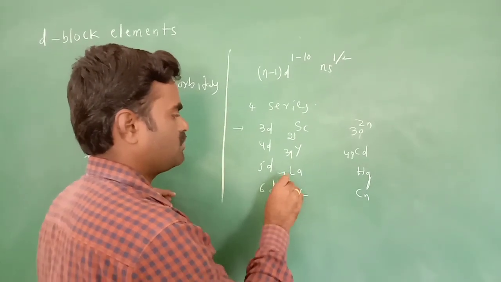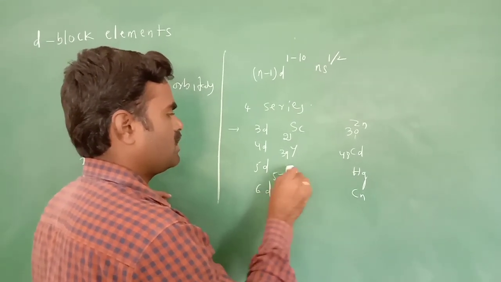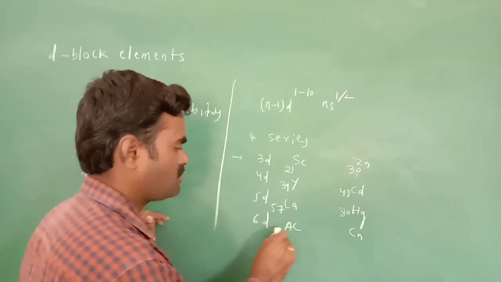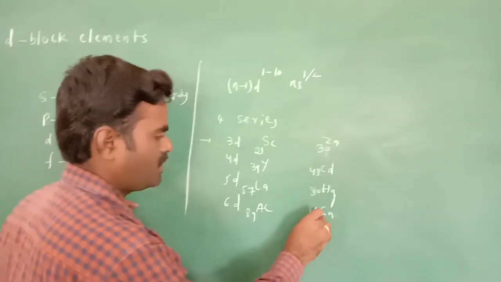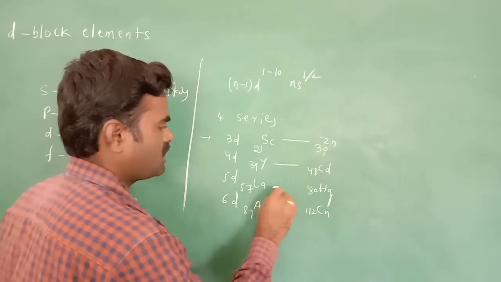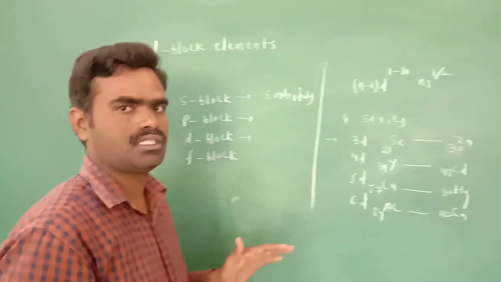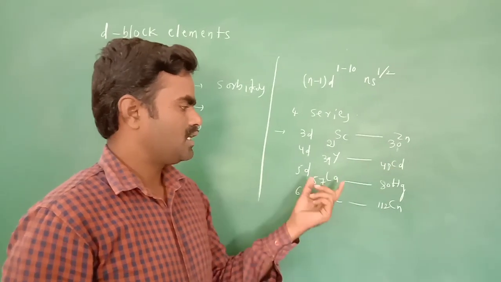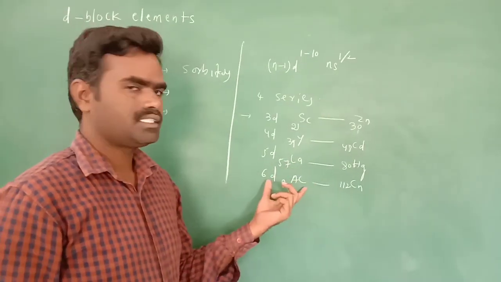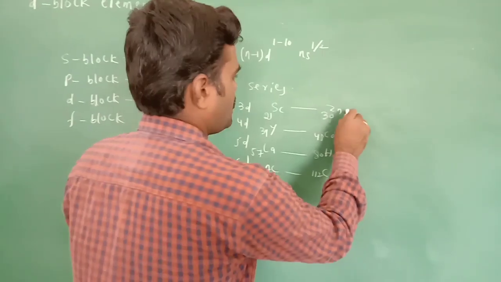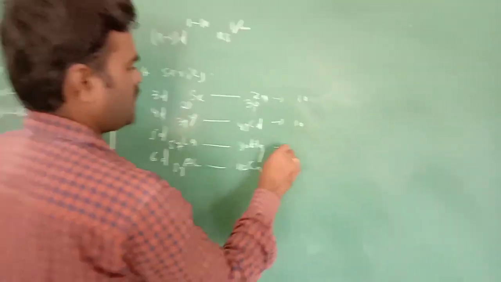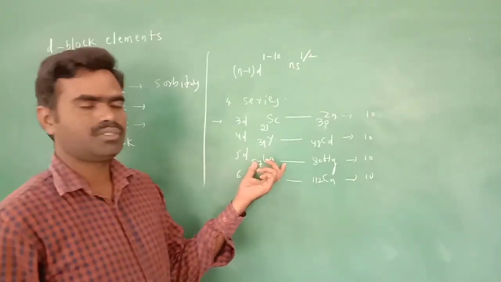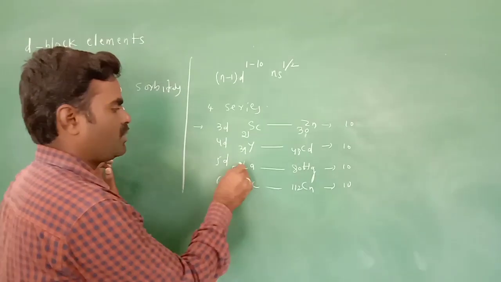The atomic number of lanthanum is 57, mercury is 80, actinium is 89, and copernicium is 112. Okay, these are the four series present in D block elements. Scandium 21 to 30, yttrium 39 to 48. When we come to the 5D and 6D series, these are 10 elements, 10 elements, and 10 elements.